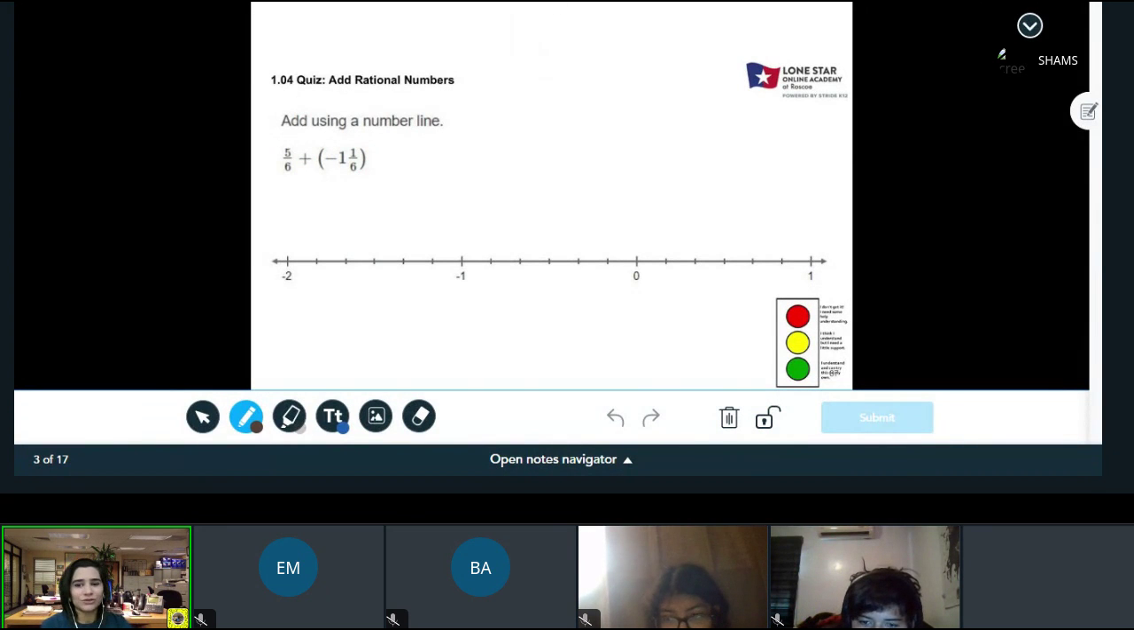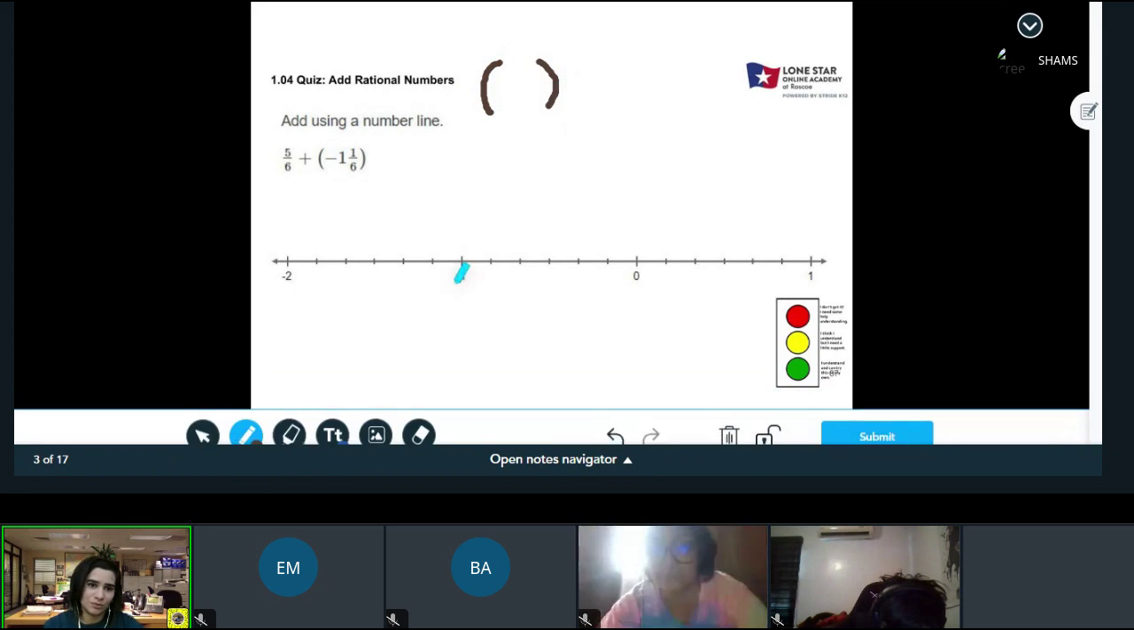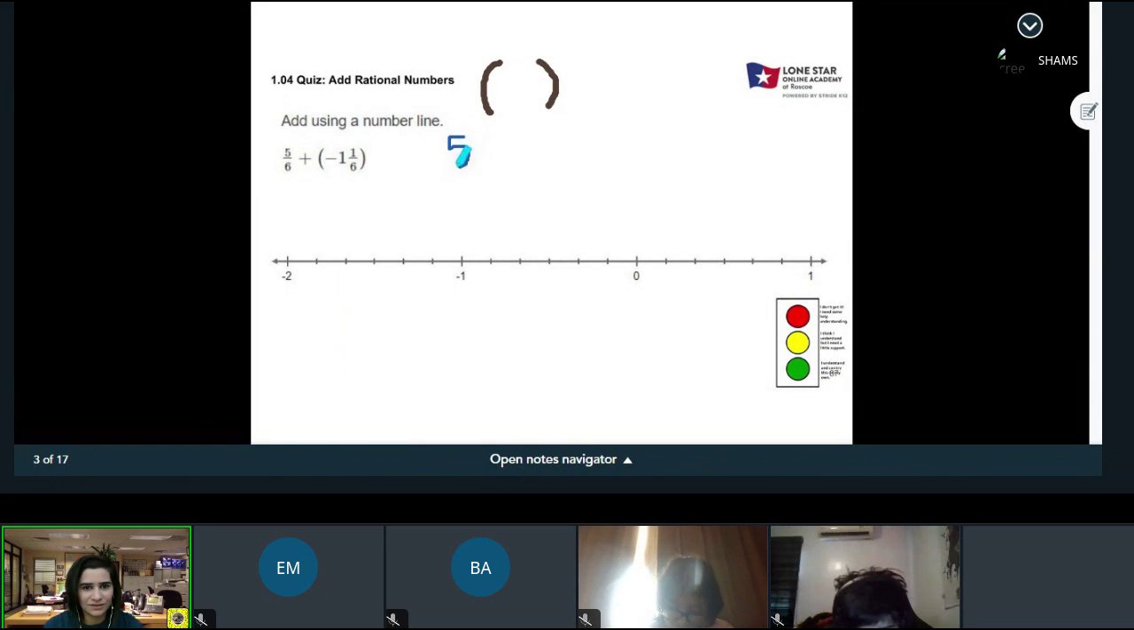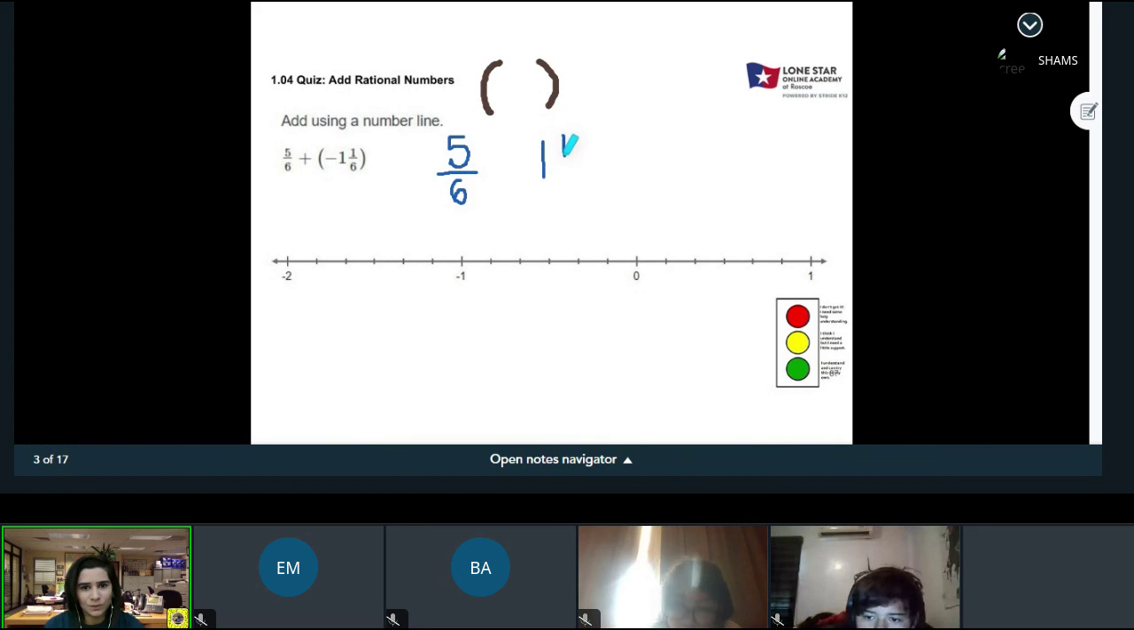I have taught you guys how to rewrite this problem to make it easier for yourself. Do you remember how to do that? If I'm going to take away the parentheses, these are parentheses, and rewrite it, let's see how that looks like. I'm going to write down the first fraction, 5/6. Then I'm going to write down the next fraction, that is 1 whole and 1/6. I have two signs right here. I have a plus sign and a negative sign, right?